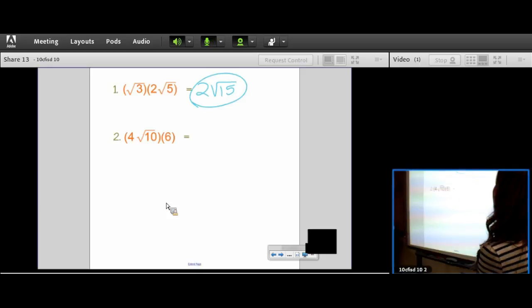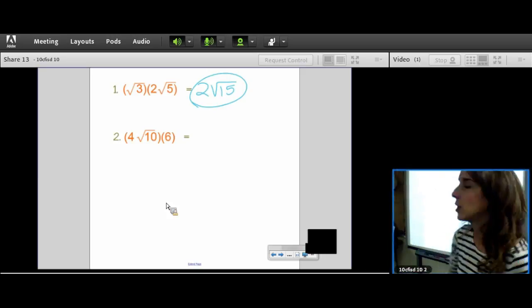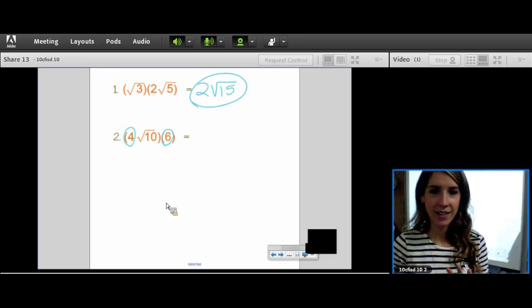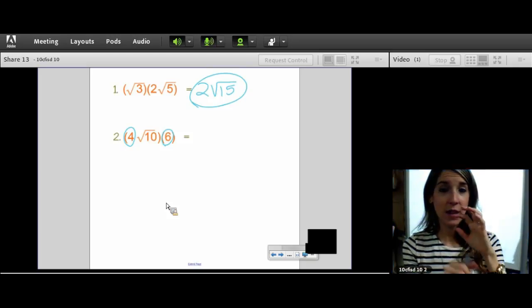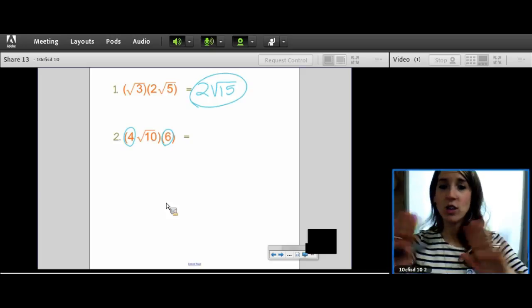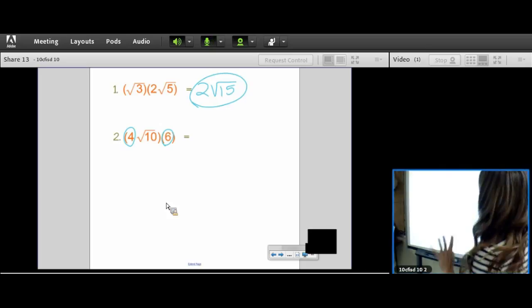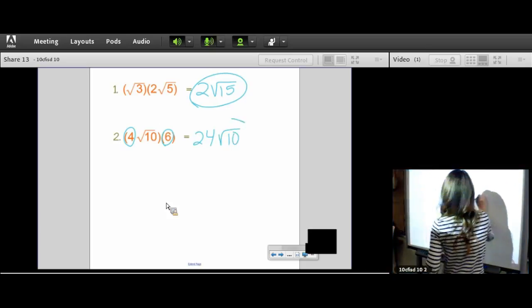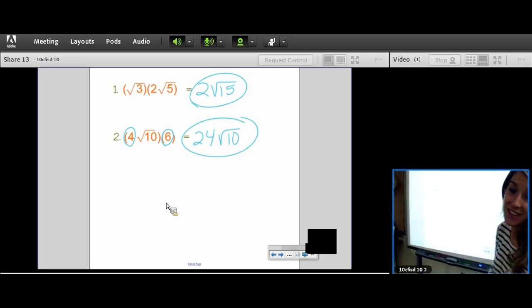Okay, next one. Are you allowed to multiply these? One's a radical and one's not. Yes, you're allowed to multiply the like terms. You can multiply the 4 times the 6. You will never multiply like a 6 times a 10 inside a radical. If something's in jail and something's not in jail, they do not mix. They are not allowed to mingle. So we keep them separate. 6 times 4, 24, and then we don't do anything with our root 10 because there is nothing to multiply it by. Easier than you thought.